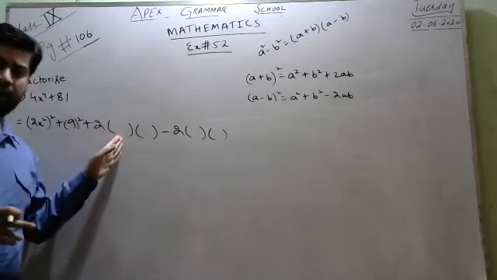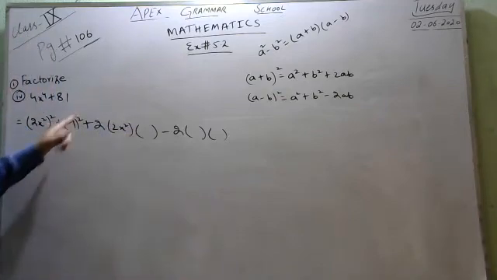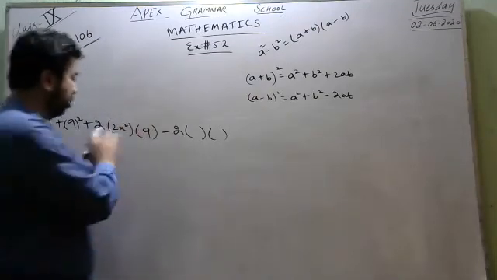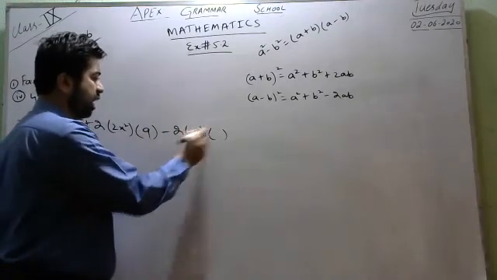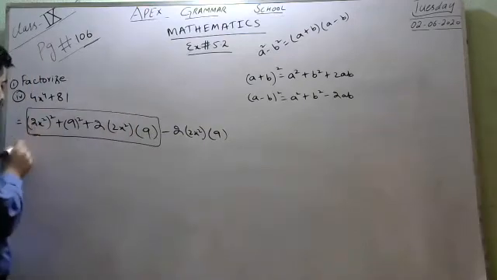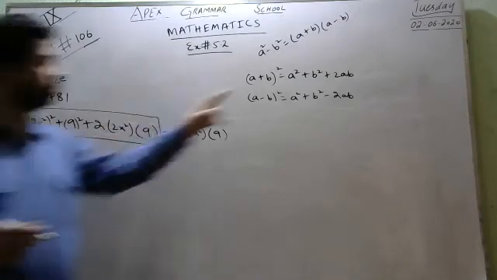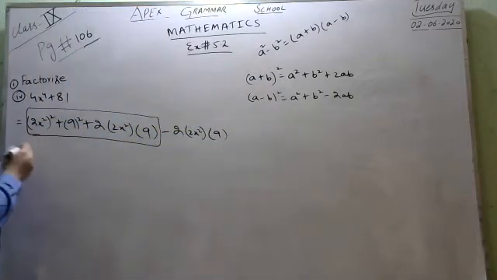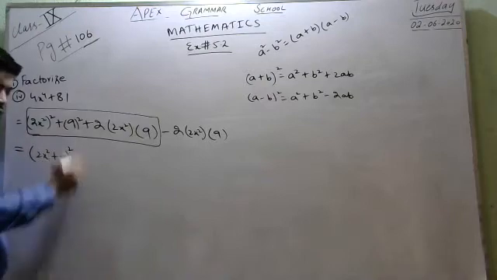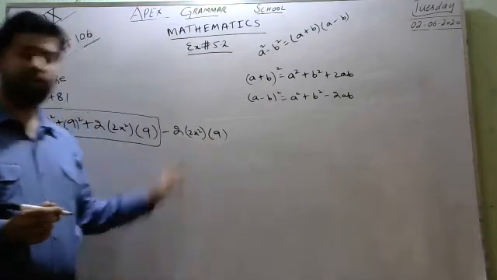So the value of a here is beneath this square, that is 2x square. And the value of b here is beneath this square, that is 9. Again, you can write the value of a because this is plus 2ab and then minus 2ab. Now you can see that this is complete formula. A square plus b square plus 2ab is equal to a plus b whole square. I mean to say that this is 2x square plus 9 whole square. And after that minus 2 times 2 times 9, that is 36 x square.